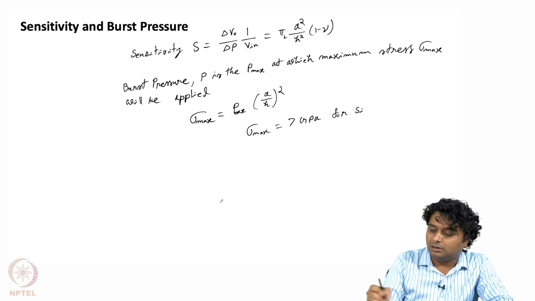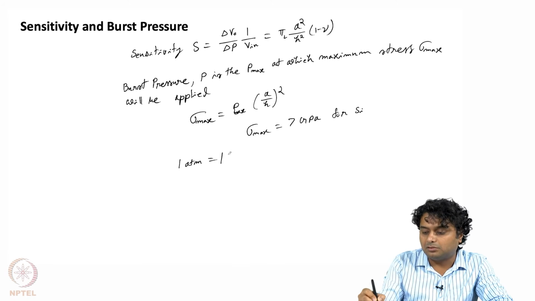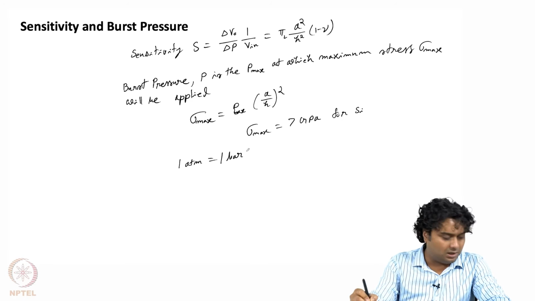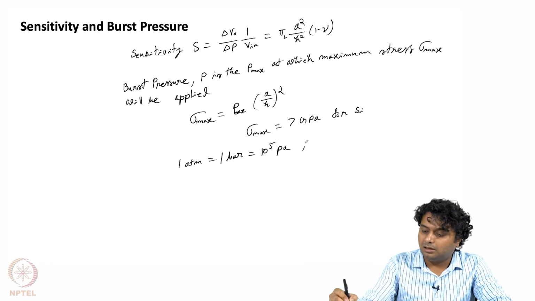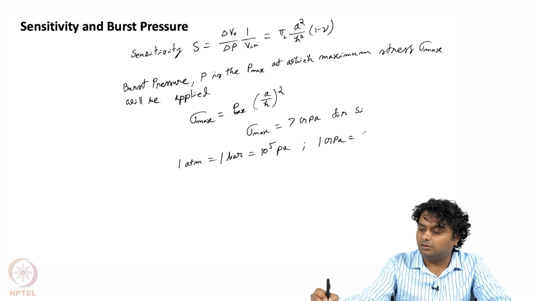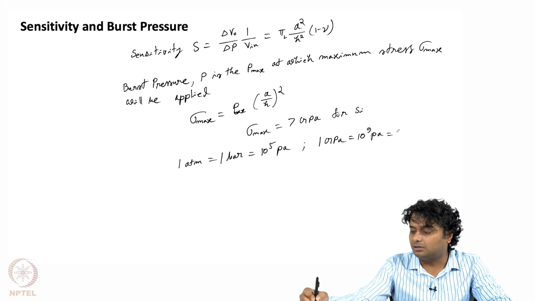Just to mention here, as we are mentioning this pressure term, that 1 atmospheric pressure or 1 atm is equal to 1 bar, and that is equals to 10 to the power 5 Pascal. Okay, and 1 GPa is equal to 10 to the power 9 Pascal, 1 gigapascal, 10 to the power 9 Pascal. So, that means 10 to the power 4.